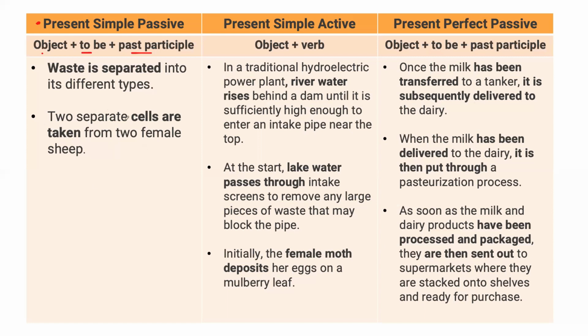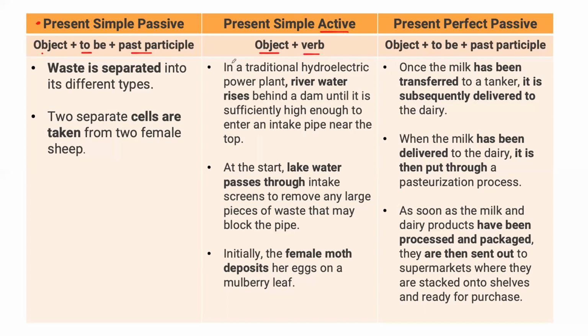And that is what you're going to be focusing on in this essay. You're going to be looking at steps and a process. So it isn't important who completes these, but what actually happens. This is different than the present simple active. In this case, you have the object plus the verb.